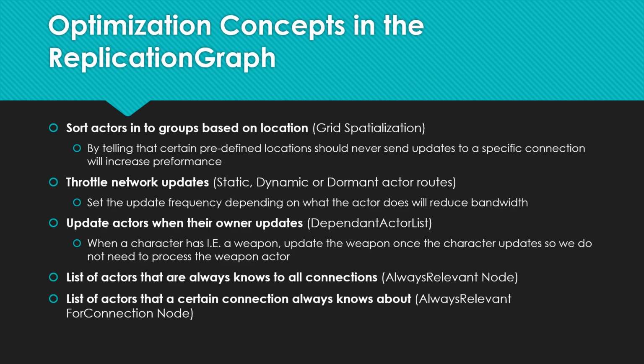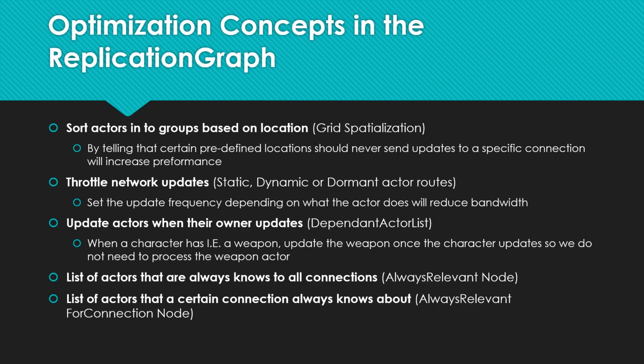And it also throttles network updates because of these different nodes in the grid spatialization. They're static, dynamic, or dormant. We'll get more into what that means, but basically what we're doing is reducing network updates depending on the actor. We're basically saying the actor needs to update this much, and we adjust it accordingly. So it will reduce a lot of bandwidth on the client.